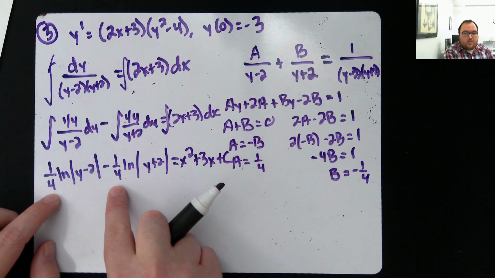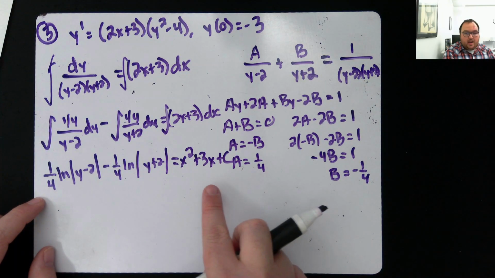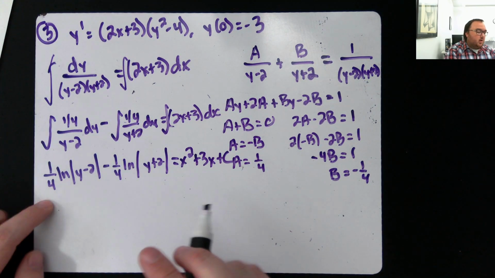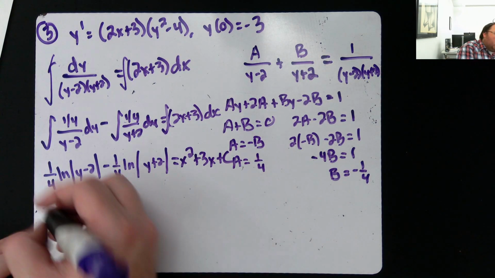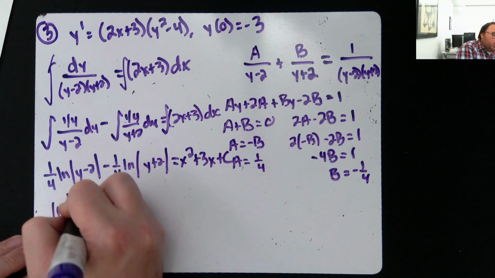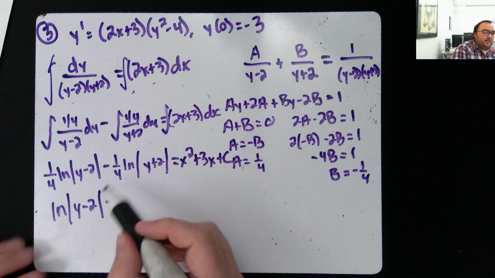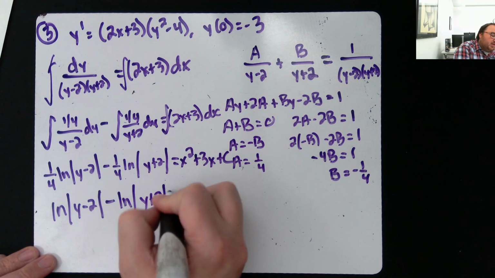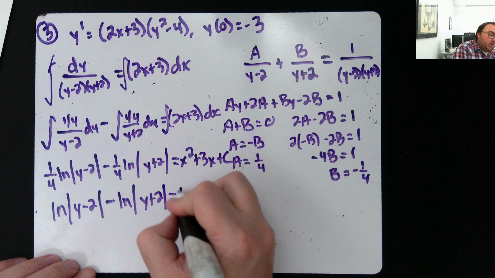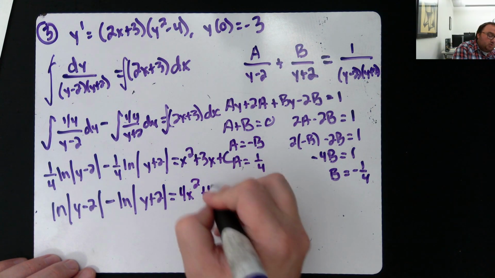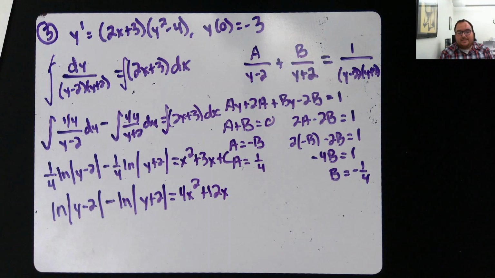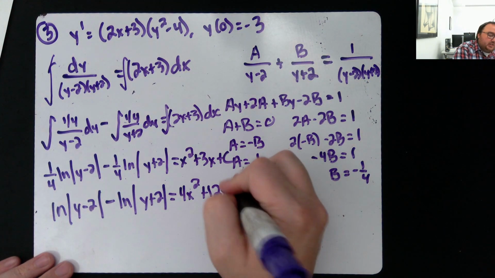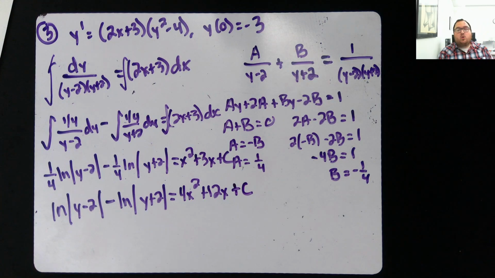We want to try to rewrite this as best as we can. Since there's a 1/4, I can times everything by 4 and get rid of that, right? So multiplying this by 4 gives me just natural log absolute value y minus 2. Minus, again, times 4 makes it just natural log y plus 2. Timesing this by 4, though, you get 4x squared plus 12x. 4 times c is still just some c, so we can just leave it as c. If you want to write 4c, that's completely fine. It doesn't matter, but you could just leave it as c, and that's fine.